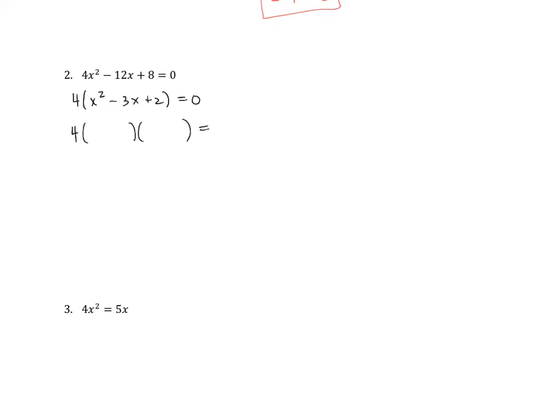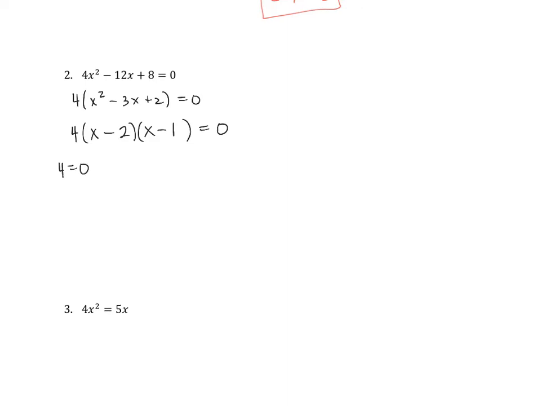So we'll have 4, and this will be x and x. What multiplies to get 2 and adds to get 3? If we use a negative 2 and a negative 1, that would multiply to get a positive 2, but it would add to get a negative 3. So this is now fully factored. Here we have 3 factors. So 4 is a factor.